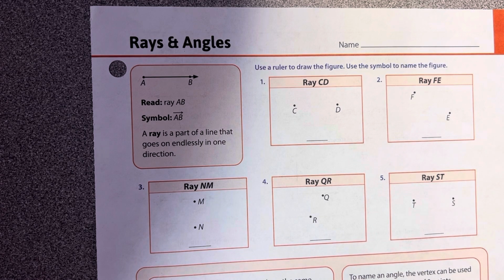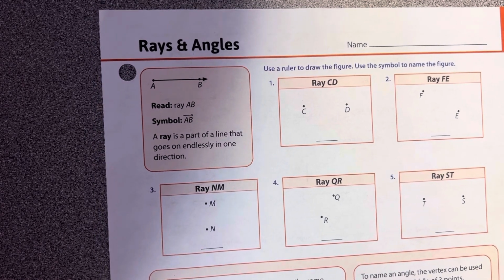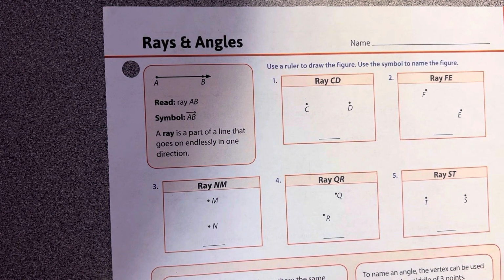Today we will be working on our math page titled Rays and Angles. It is page 65 and 66. The only thing you will need for this lesson is a ruler. Tomorrow you'll need a ruler and a protractor, so hopefully you took those home after I reminded you on Tuesday and you have those to work with.